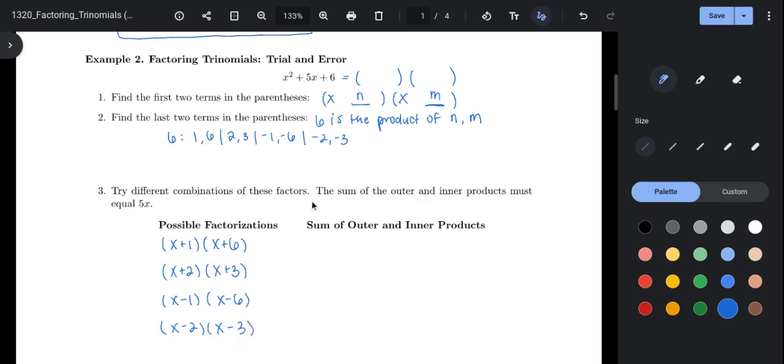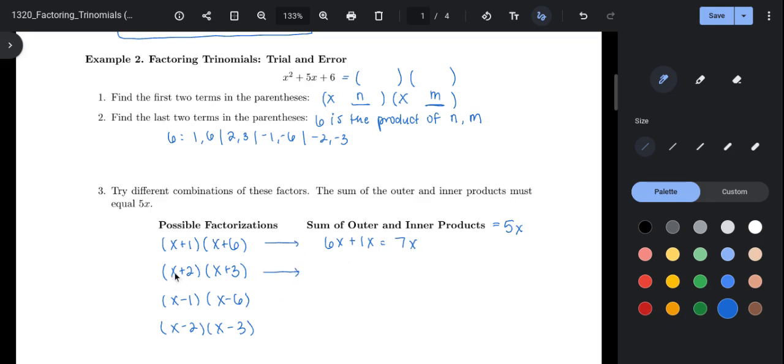So now we need to find that when we have the outer and inner products and we add them together, we should get our middle term of +5x. That is what we're hoping to get. So let's go ahead and first we're going to multiply, find those outer and inner products, and then we'll add them together. So the outer product of this first possibility is x times 6, which is 6x, and 1 times x, which is a +1x. Adding 6x and 1x together, we get 7x.